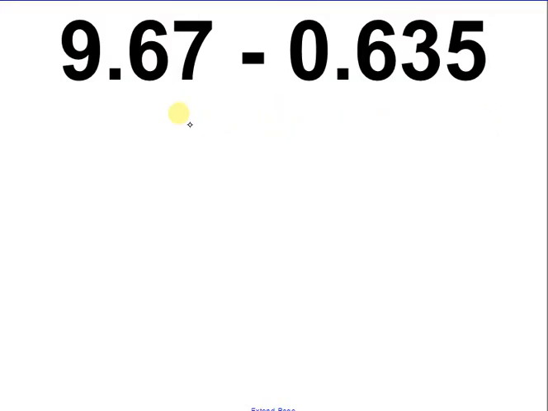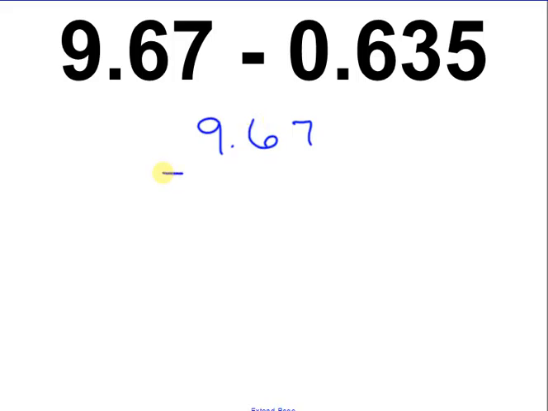All right, over here, 9.67 minus 0.635. Now again, you may notice that this is a basic subtraction problem with decimals, but again, if it doesn't strike you right off the bat, you can do keep, change, change, and it works the same way. But I'm going to just go ahead and subtract.